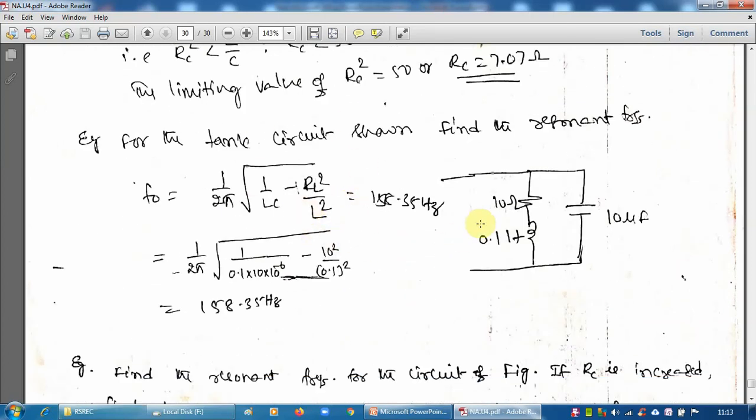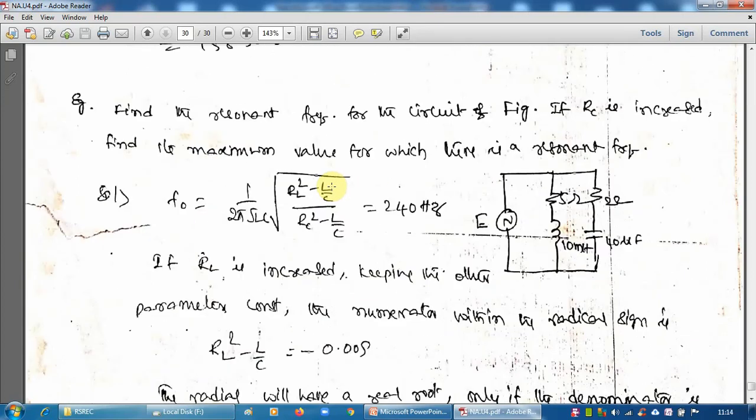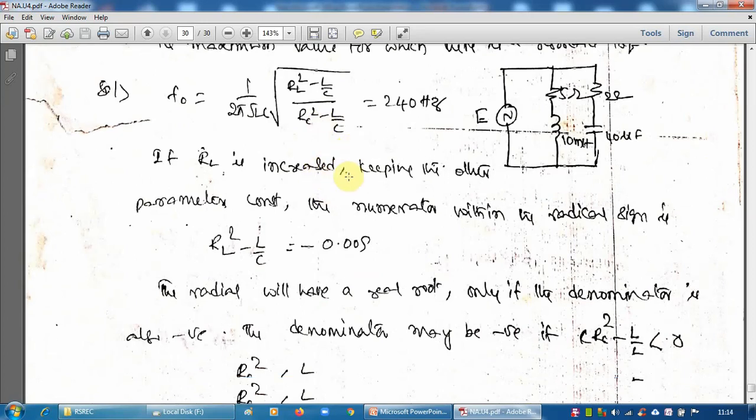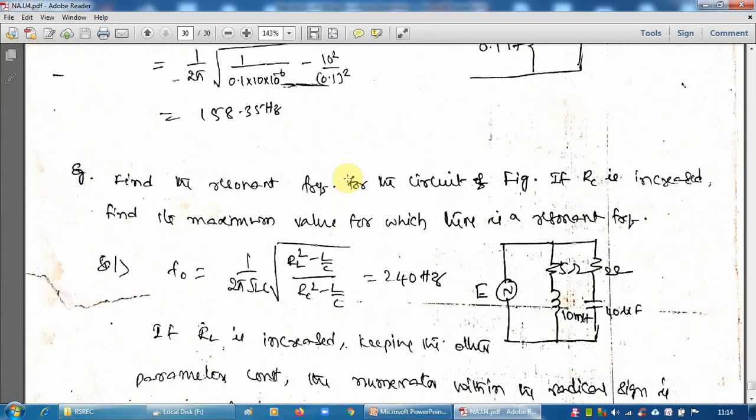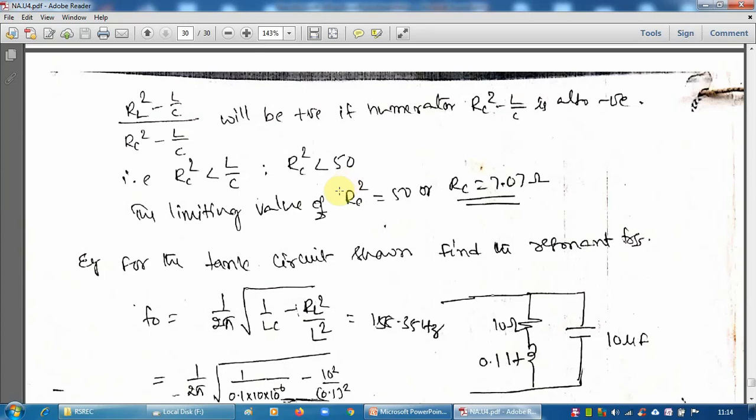Now this is the tank circuit, where all the values are given and we are asked to find the resonant frequency. The resonant frequency formula is straightforward: just substitute L equal to 0.1 Henry and C equal to 10 microfarads, which means 10 into 10 power minus 6. Substitute it and calculate, and you will get the resonant frequency. This is the tank circuit, the second form of practical circuit we have seen. This is the derivation we already derived, and this is also the same problem as the previous one. So these are some problems on resonance.